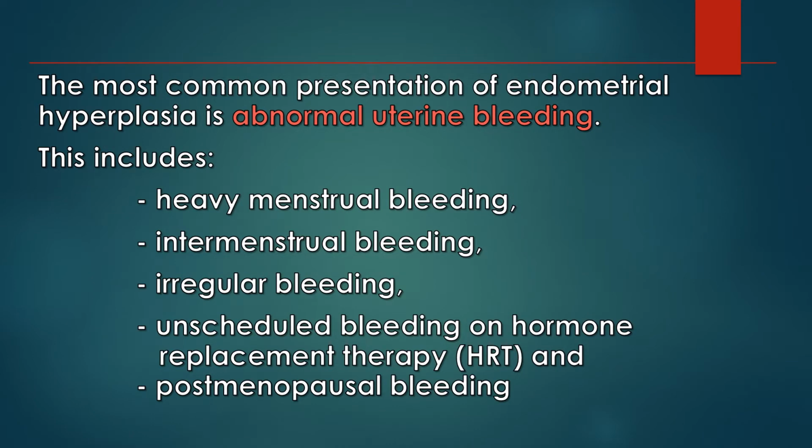The most common presentation of endometrial hyperplasia is abnormal uterine bleeding. This includes heavy menstrual bleeding, intermenstrual bleeding, irregular bleeding, unscheduled bleeding on hormone replacement therapy or HRT, and postmenopausal bleeding.